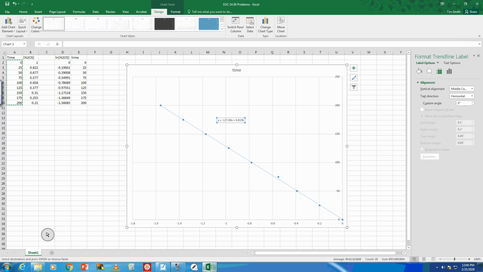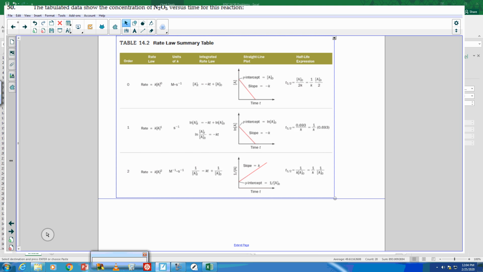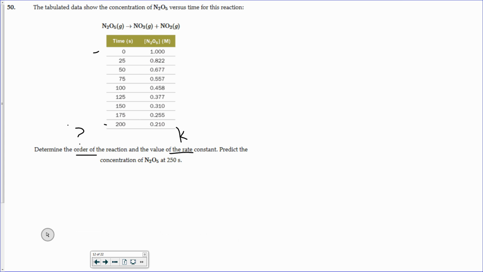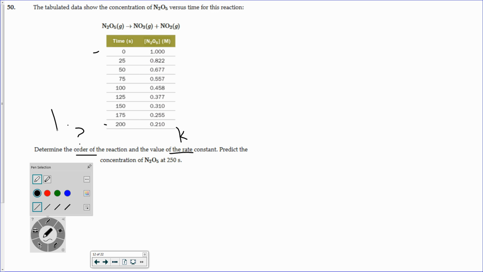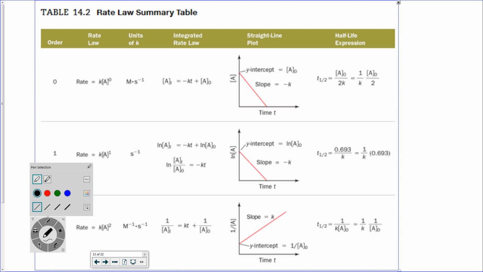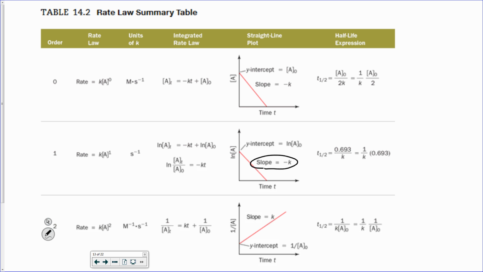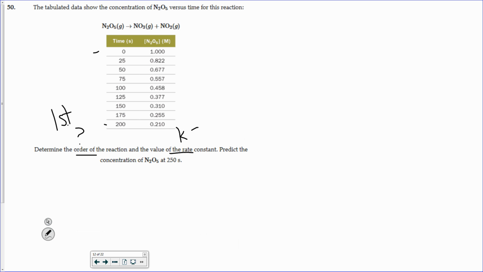And we'll go back and look at that portion of it. So what do we know? We know that the order is first. Now we need the value for the rate constant, and it told us that the slope is the negative of k. So k is just equal to the negative of the negative 127.69, which is going to be a positive 127, probably round it to 128.